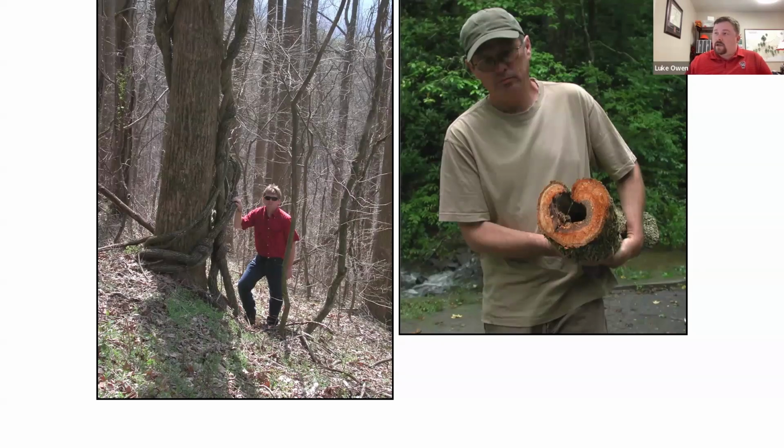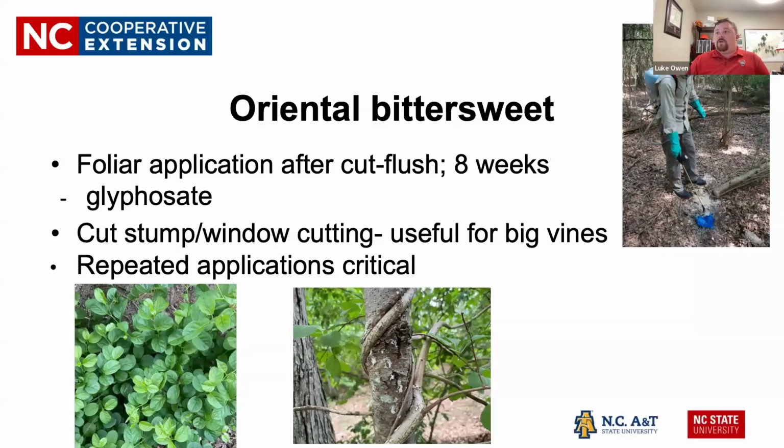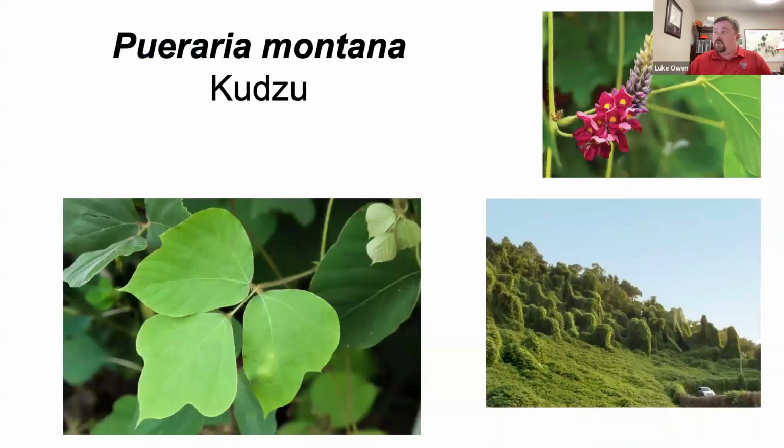Healthy Oriental bittersweet can do that. So foliar applications, again, after a cut flush. We talked about cut flush as being a strategy to make it more susceptible to herbicide treatments. So we're going to cut and then treat 8 weeks later with glyphosate. You can also do the window cutting, which is useful for larger vines that are on a native tree that we want to save. Repeated applications are oftentimes needed to get good control of Oriental bittersweet.